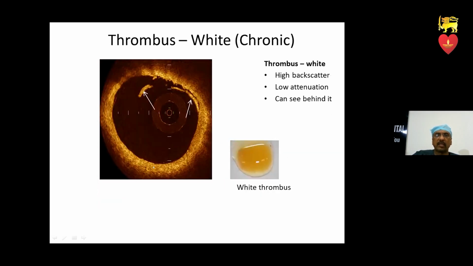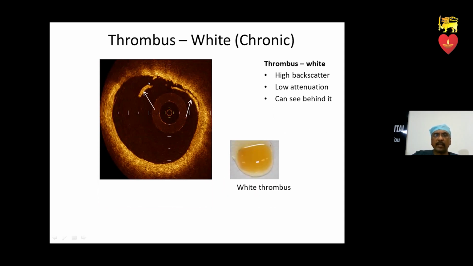This is white thrombus, in comparison to red thrombus. White thrombus is chronic. You're able to see through it. You get high backscatter, but tissue attenuation is low. You're able to look behind it.